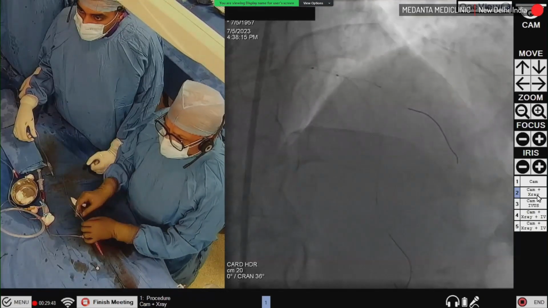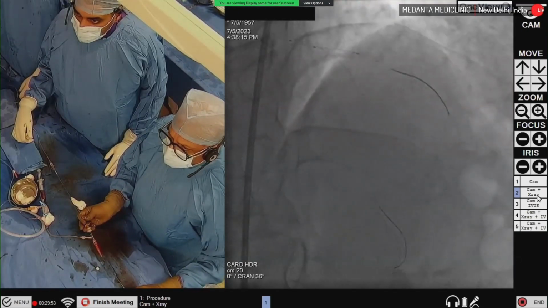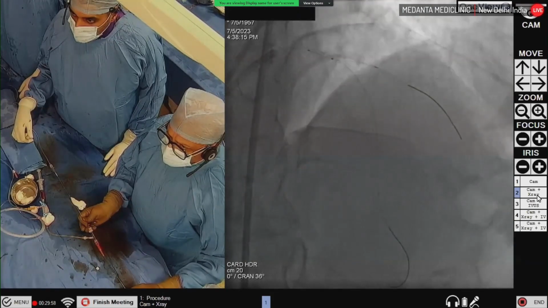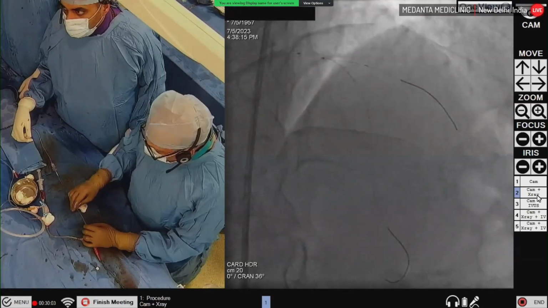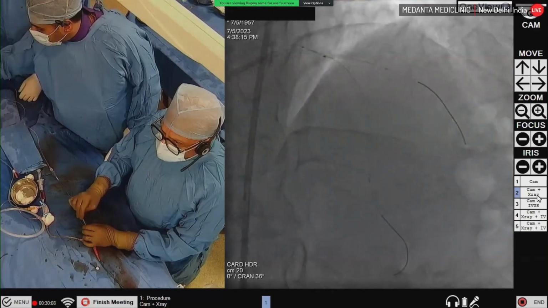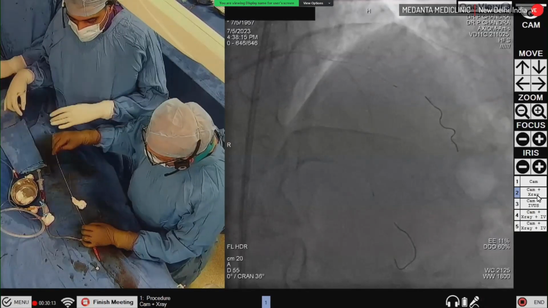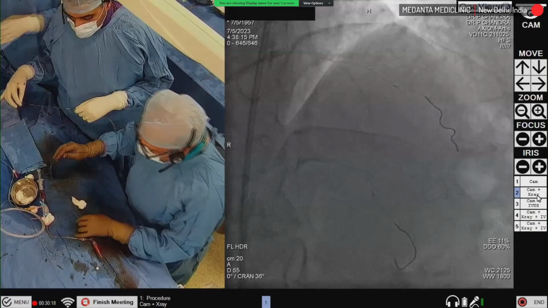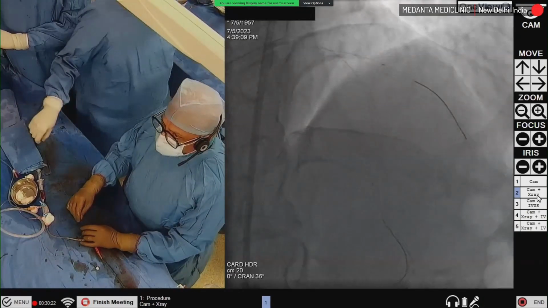Okay, still it is not behaving so well. I'm not able to cross this diagonal ostium, which is a very fibrotic lesion. So I will do a balloon dilatation again using the same balloon which we used earlier, which was a 2 millimeter, 2.25. So keep it on the side.